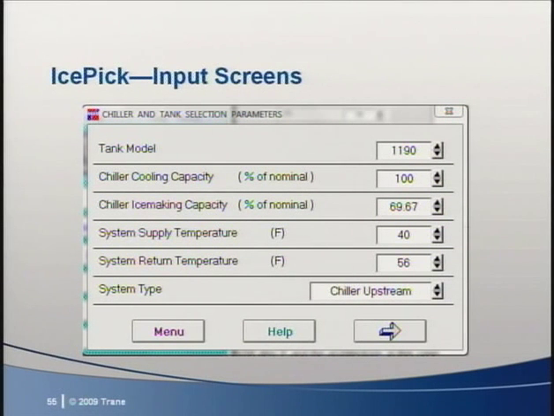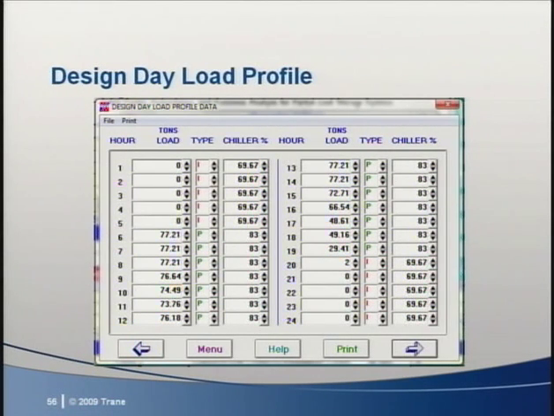Let's select equipment for the small school. For this discussion, we will use 25% EG for our heat transfer fluid. The selection will be based upon the ice tank model 1190. Next, input the chiller's daytime cooling contribution as a percentage of nominal. Let's use 100%. Then input the chiller ice making capacity as a percent of nominal, about 70% in this case. Then input the system supply and return temperatures of 40 and 56, and in this case the chiller is upstream of the ice. Next, input the load profile in tons along with the ton hours of ice making and discharging.